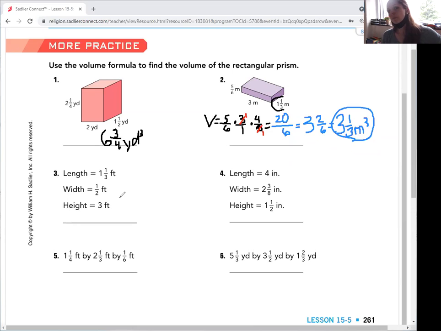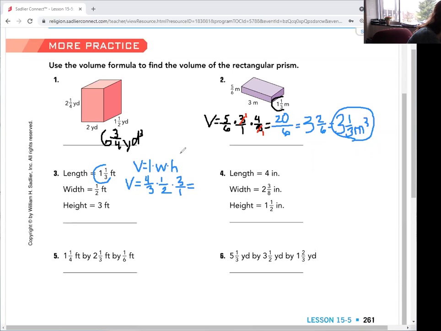How about we do number 3 here real quick, and then we'll split up the work here between boys and girls, okay? We'll do 3 together. So V equals length times width times height. I'm going to kind of convert them as I go here. 3 times 1 plus 1, 4/3, 1/2. That one's already in fraction form. Height 3.